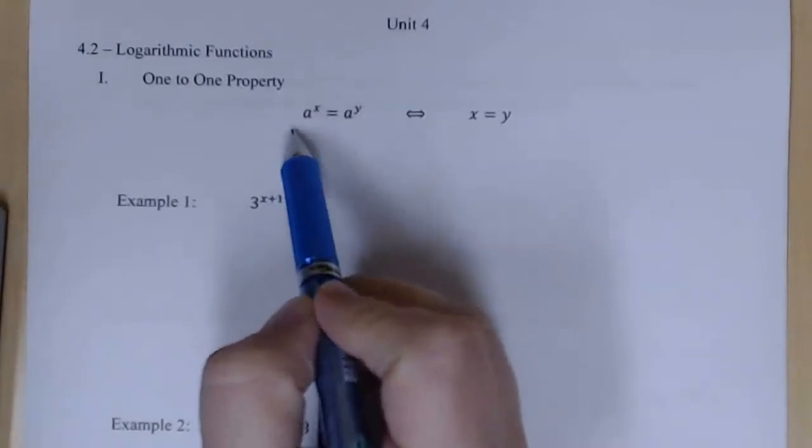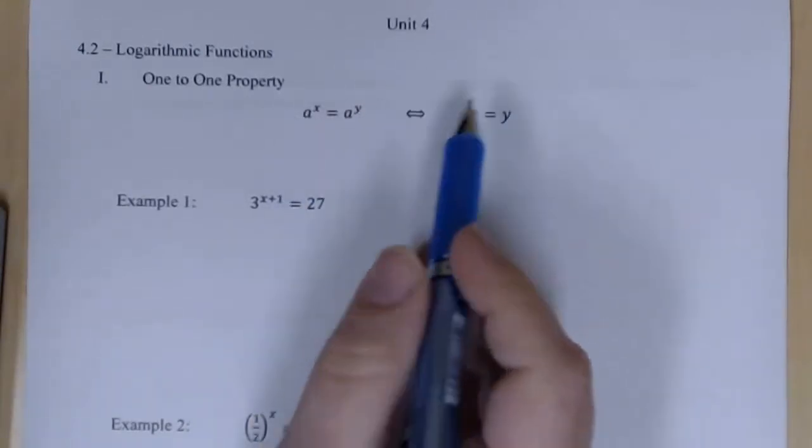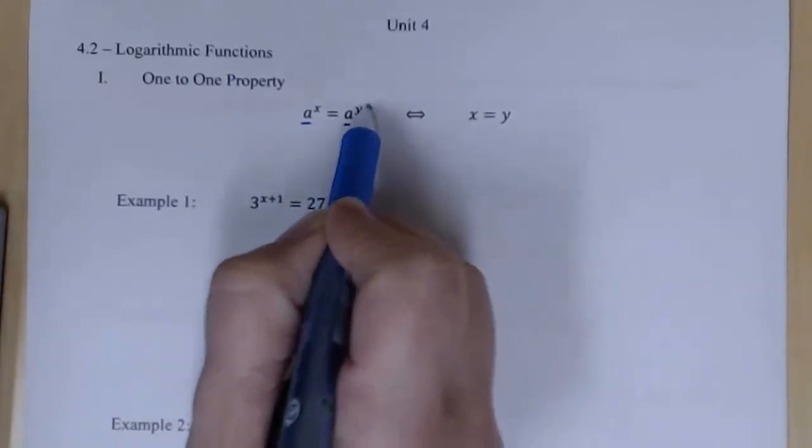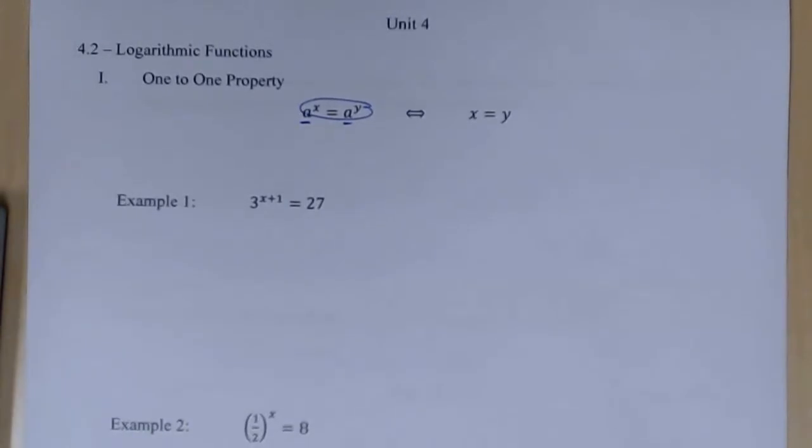And it says, looking at our exponentials that we've been working with in the previous section, if we have the same basis and they are equal, then we can set those exponents equal to each other and work it out and solve for x, right? The main goal of solving most of our math problems.